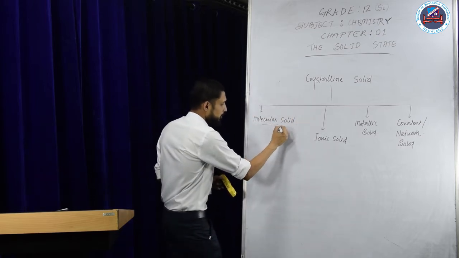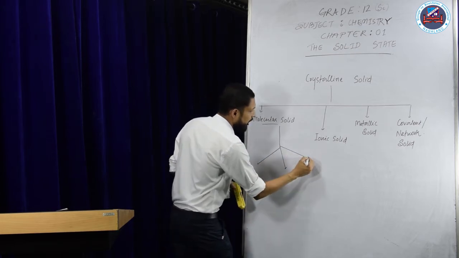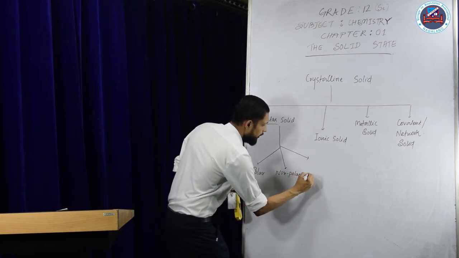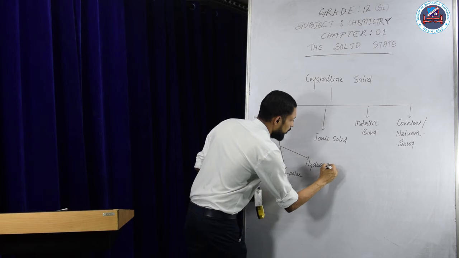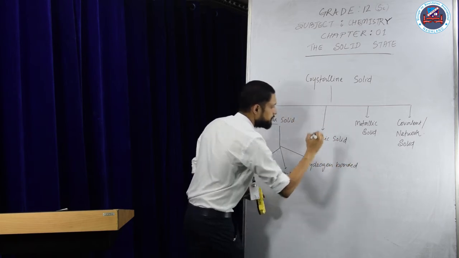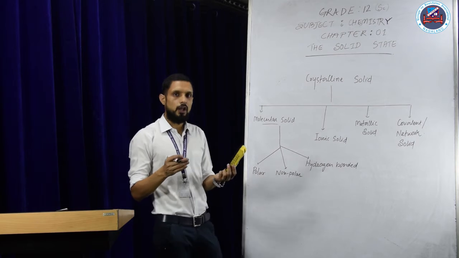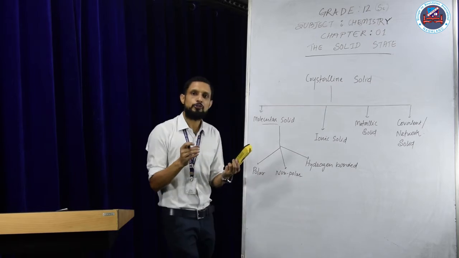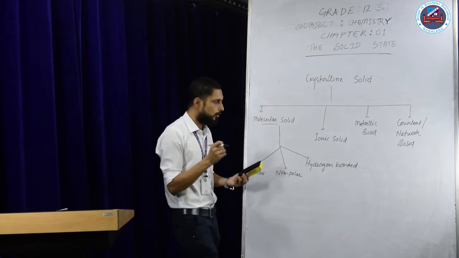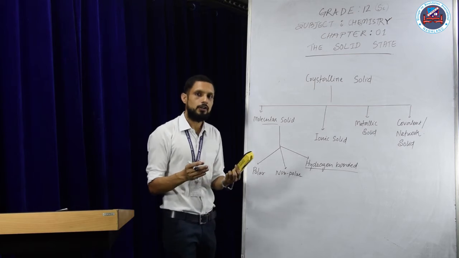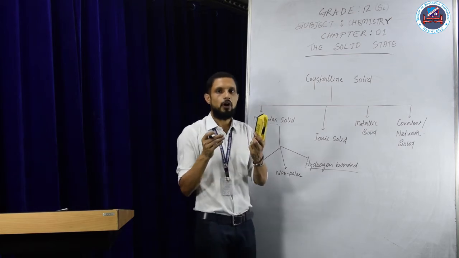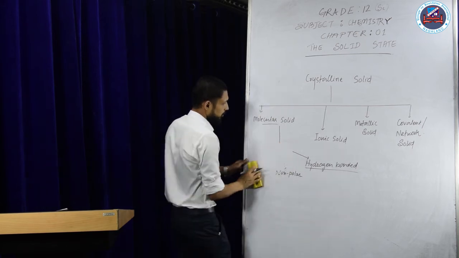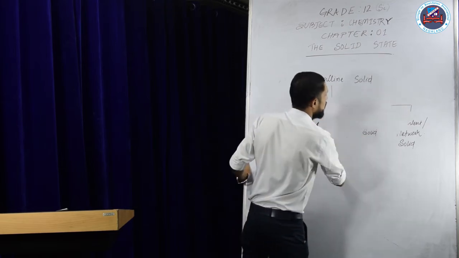Now molecular solid is further classified into 3 types. That is polar, non-polar, and hydrogen bonded solid. Polar are those molecules where the dipole moment is not 0. Non-polar are those molecules where the dipole moment is equal to 0. And hydrogen bonded solids are those solids where we have the hydrogen bond. The hydrogen bond will be between an electronegative atom and a hydrogen atom. So let us study each of these solids in detail.